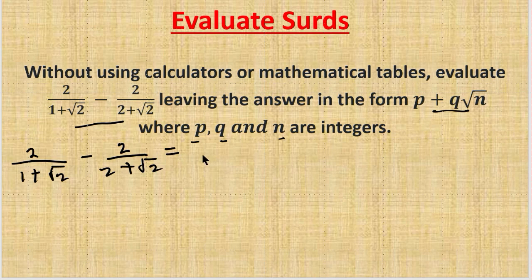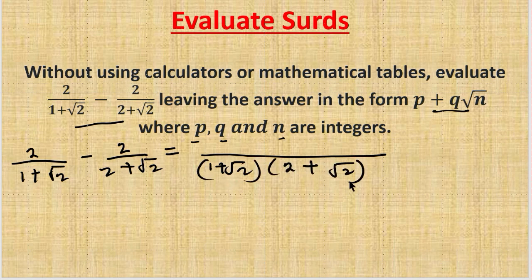This will be the same thing as, first and foremost, we'll be looking for the LCM. That will be 1 plus root 2 into 2 plus root 2. 1 plus root 2 in this expression, I'll be left with 2 plus root 2. So I'll have 2 now into 2 plus root 2 minus 2. 2 plus root 2 in this expression, I'll be left with 1 plus root 2 into 1 plus root 2.